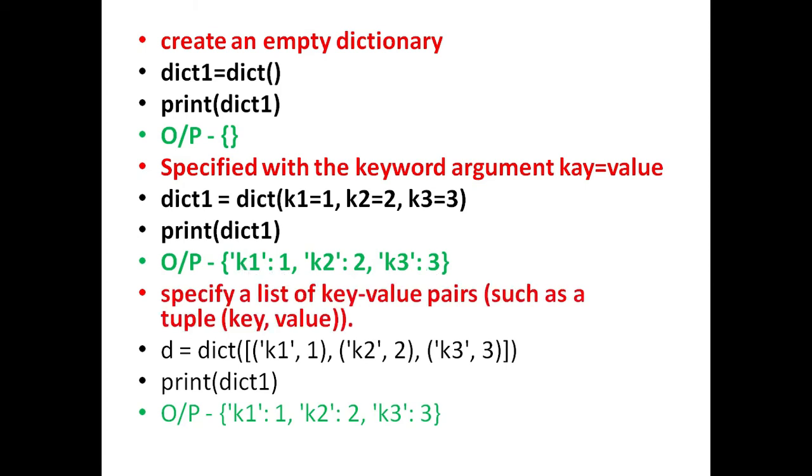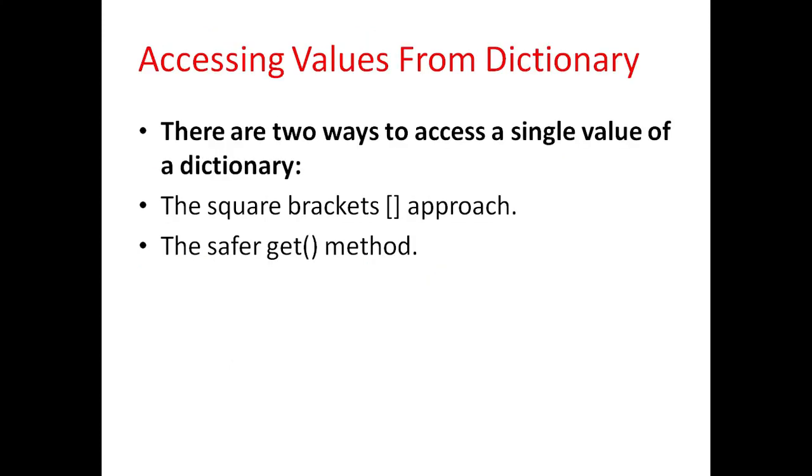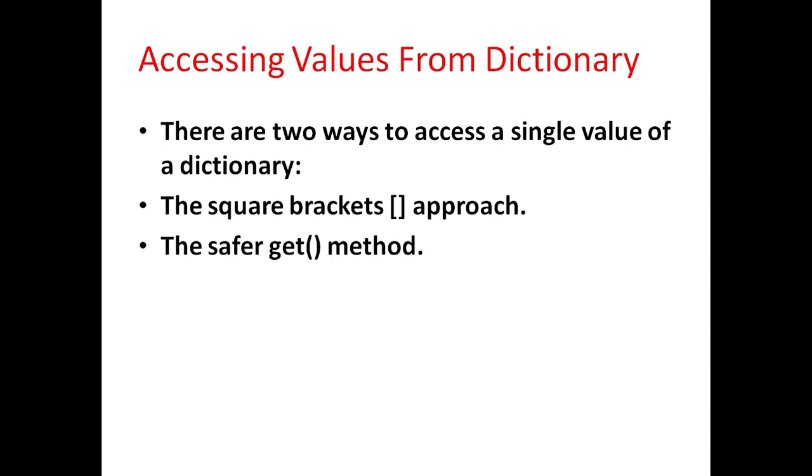We can specify a list of key value pairs such as tuples with key and value. For example, d equal to dict of (k1, 1), (k2, 2), (k3, 3). And when we print it, it will give the output k1 1, k2 2 and k3 3. There are two ways to access a single value from a dictionary. First by using the square brackets and second is using the get method.